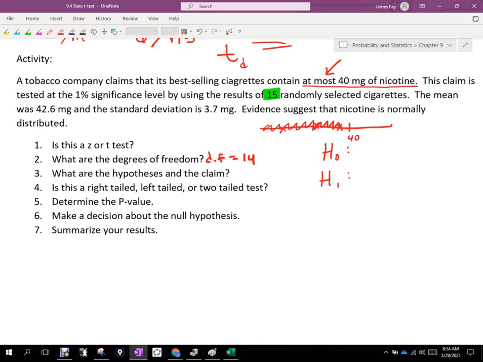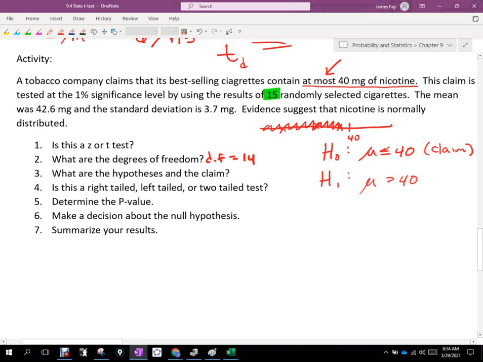Okay, so this one, the null hypothesis here is that one. And that claim that they're arguing, so the company claims at most 40 milligrams. So this is the claim as well. So the alternative hypothesis must be what? If this is less than or equal to 40, the alternative hypothesis has to be greater than 40.